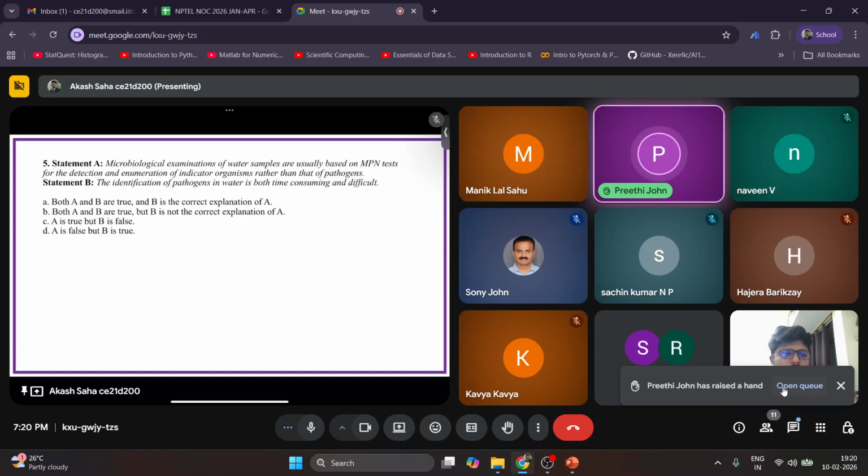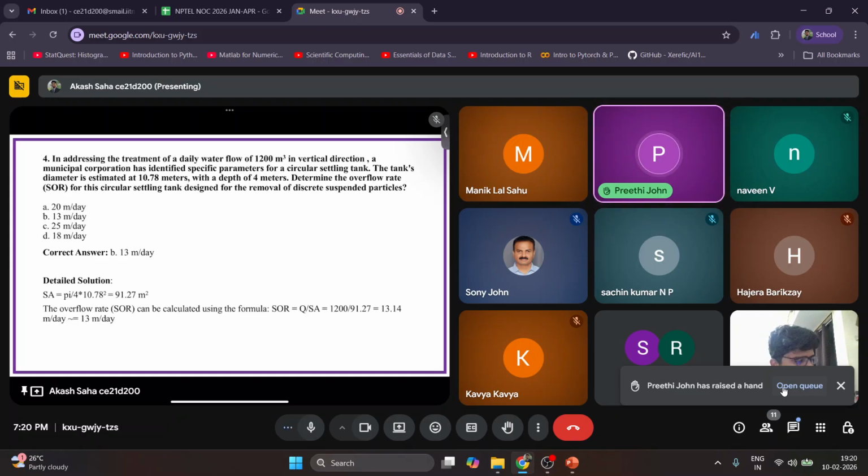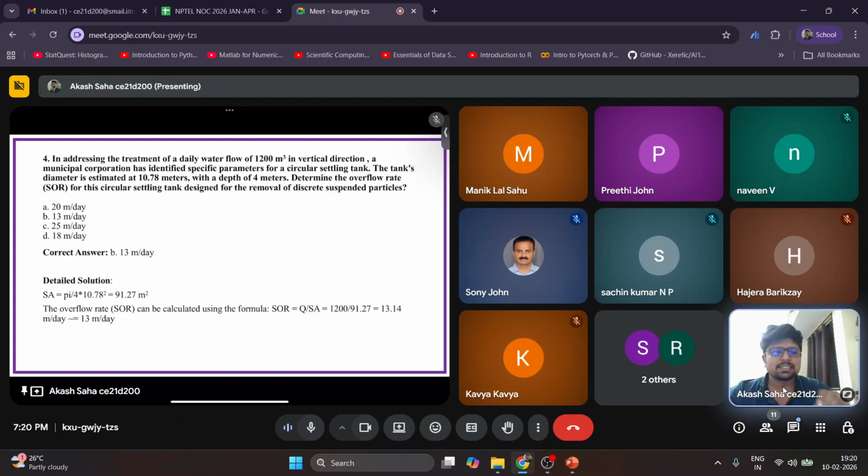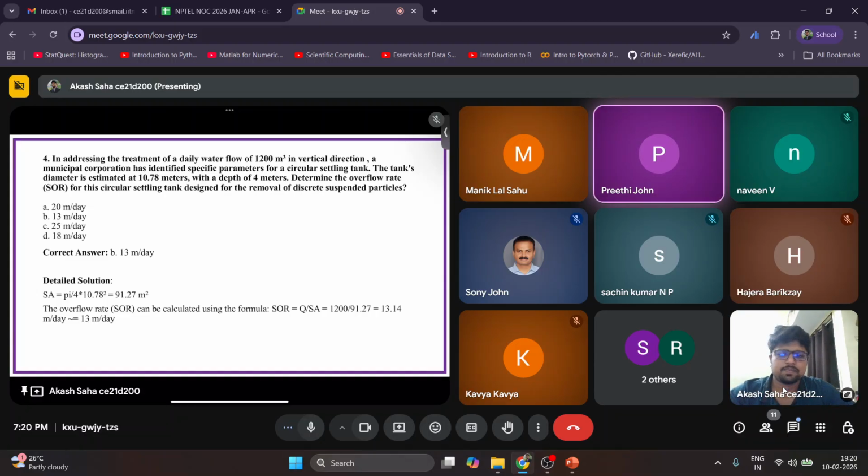Yeah, in the question which you mentioned before, the fourth question, it says daily water flow of 1200 meter cube per day. Is it per day? Yeah, it's written daily water flow, so daily means per day. So 1200 meter cube per day. Okay, so directly we can take it. It's just a play with words. Okay, thank you.